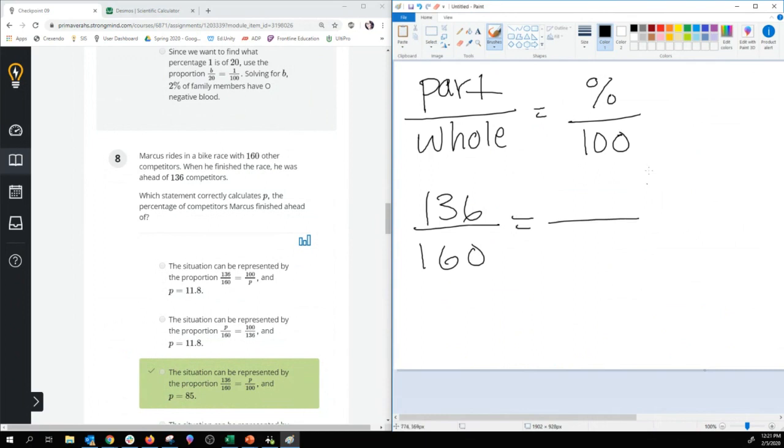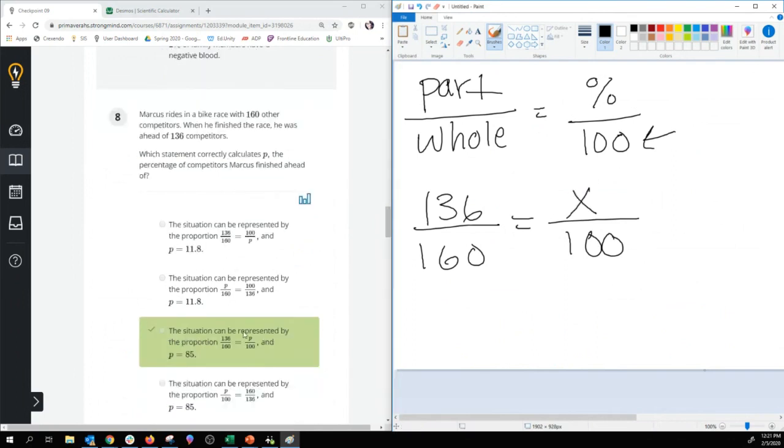Now this 100 on the bottom, this right here, is always going to be in this spot. This 100 will never move, regardless of what information you're given in your problem. Now I don't know what the percentage is, so I'm going to put an X. So when I look at my answer choices, this equation is incorrect, and this equation is incorrect. So I'm left between these two, and now my job is to figure out what is the actual percentage, to see if it's 85 or 11.8.